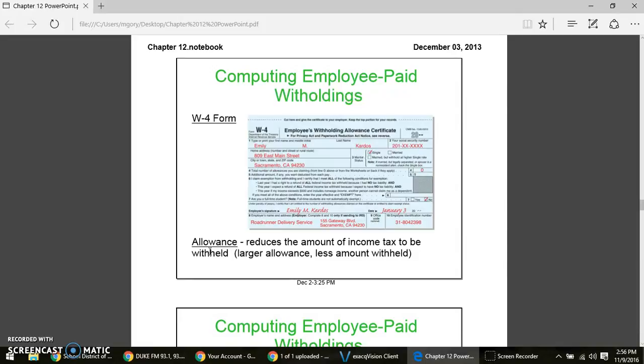The larger the allowance, the less the amount that's withheld. The less the amount that's withheld, the more it is going to increase your chances of being audited and having to pay in.